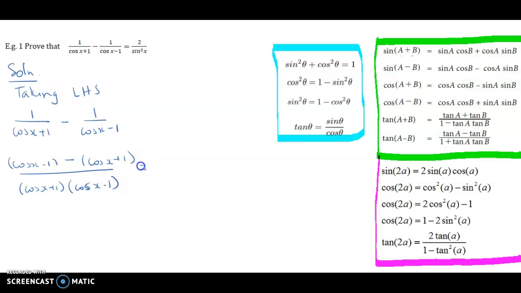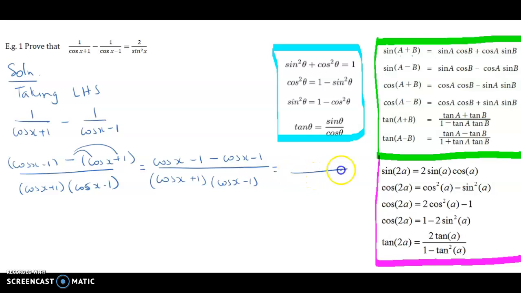So now what I'll end up getting here is cos x alone minus 1, multiplied by here, that minus 1, I'll get minus cos x minus 1, all over cos x plus 1 and cos x minus 1. Now I don't know if you realize this, but this is actually a difference of two squares. So the bottom here would actually be cos squared x minus 1. Now for the numerator, I have a cos x here and a minus cos x, so these two will cancel. Minus 1 and minus 1 will give me minus 2.